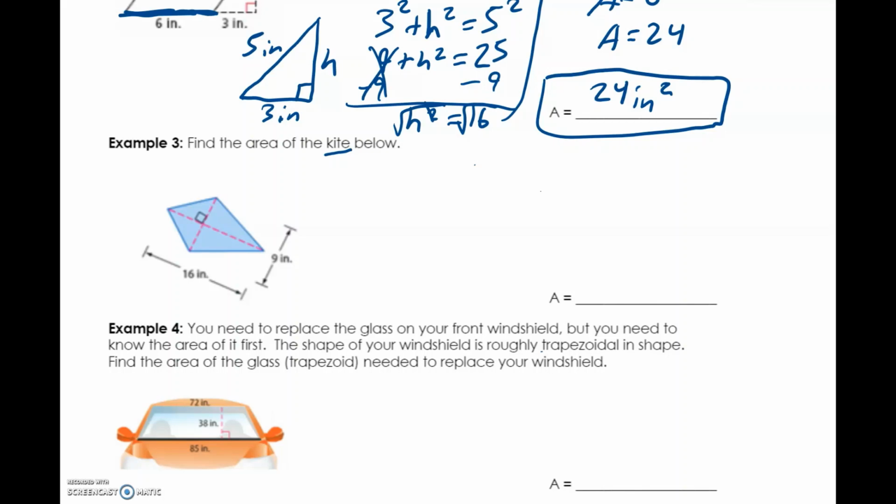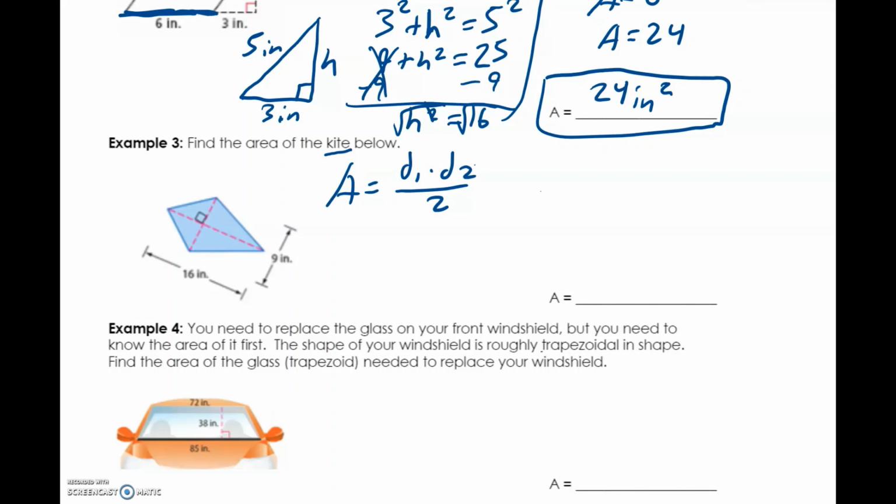So what I'm going to do is underline this here, and then I want to look at my formula sheet, and we see the area of a kite is d1 times d2, and then divided by 2. And what that stands for is the length of one diagonal, or diagonal 1 times diagonal 2, and then all divided by 2.